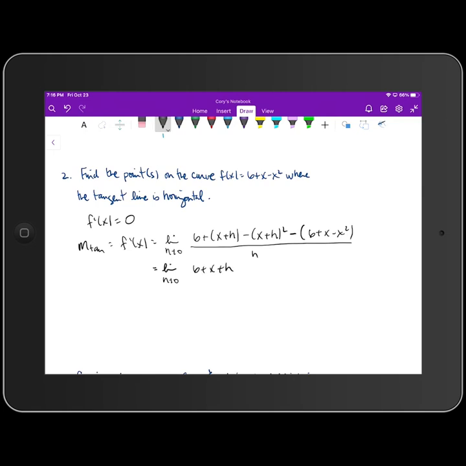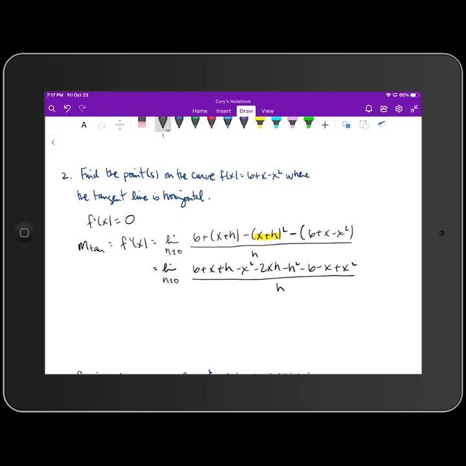Okay, so this becomes the limit as h goes to 0 of 6 plus x plus h. If you don't mind, I'm going to combine two steps in one, so I'm going to FOIL this out, and then I'm going to distribute the negative across all of the terms. Okay, so when I do that, I get minus x squared minus 2xh minus h squared. Then we have minus 6 minus x plus x squared, all over h.